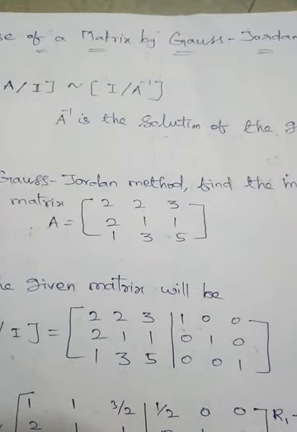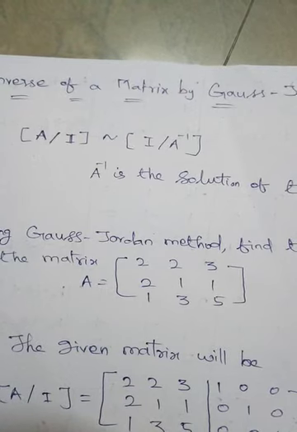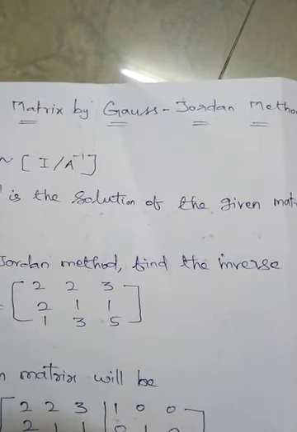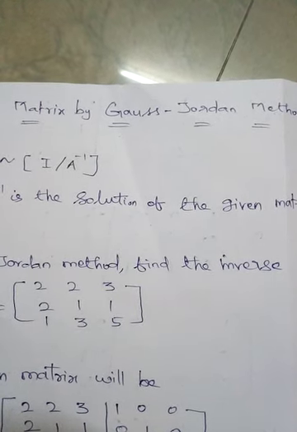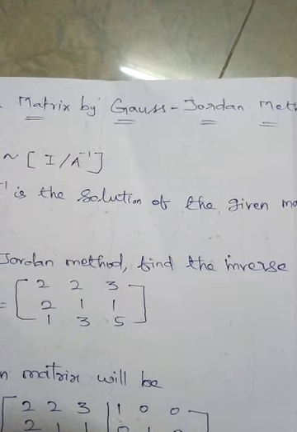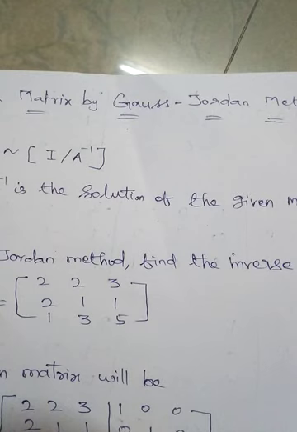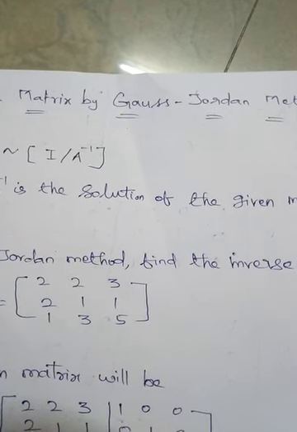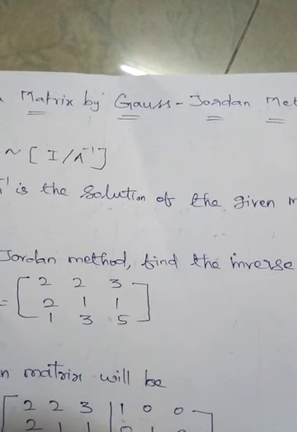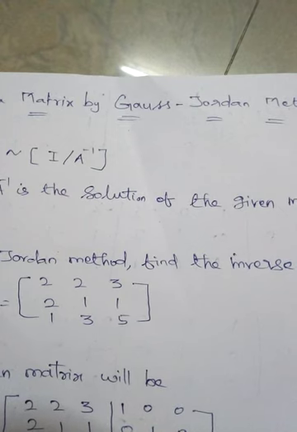Dear students, today we are going to discuss the inverse of a matrix by the Gauss-Jordan method. What does it mean? We are given a matrix A, which may be 3 by 3, 2 by 2, 4 by 4, whatever it may be. Normally we are given 3 by 3, so number of rows 3, number of columns 3. For the matrix, we are going to find its inverse, A inverse, using the Gauss-Jordan method.